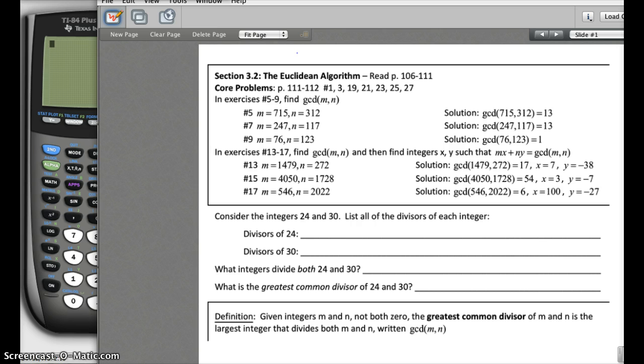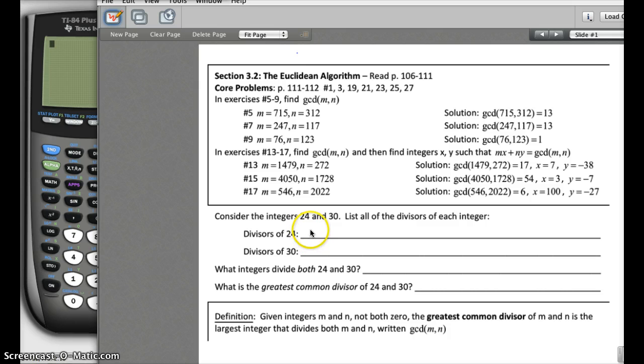So notice from the core problems, for some of them I've changed them slightly from how the instructions in the book state them. So I've provided the exercise I want you to work as well as the solution for 5, 7, 9, 13, 15, and 17. For the others, you can do them as they're stated in the book at the end of the section for 3.2.